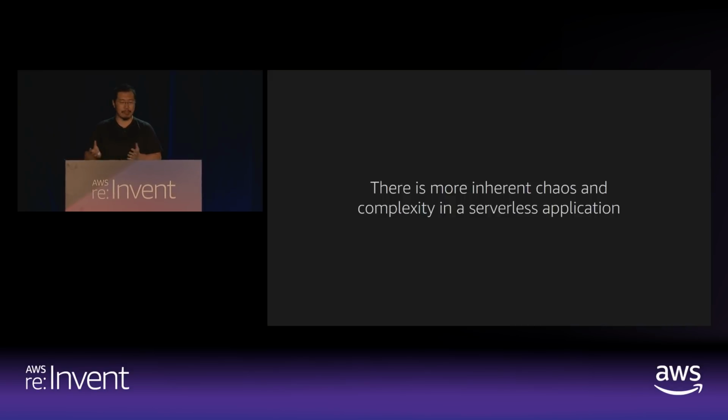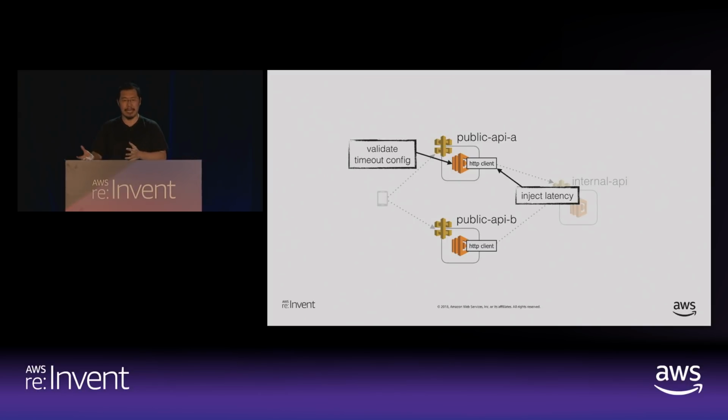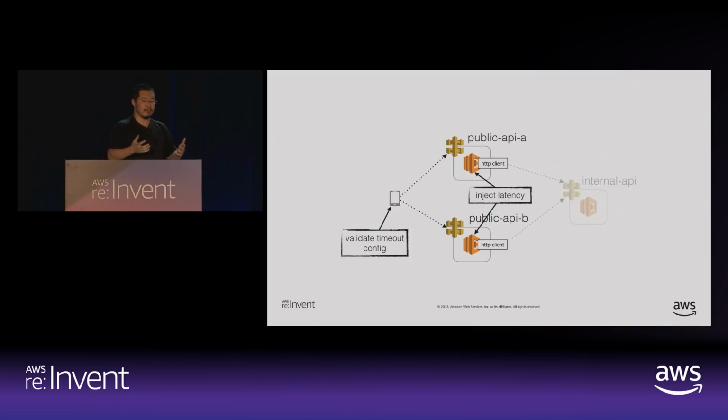And with serverless technologies like AWS Lambda, there is a lot more inherent complexity and chaos in the architecture. And if anything, there's even more need for us to use chaos engineering practices to identify those weaknesses early so that we can then go ahead and harden our applications and make them more resilient. And even without servers, you can still inject controlled failures into the system at the application level by injecting errors and latency into HTTP clients or into the AWS SDK our functions use, or into the functions themselves directly.